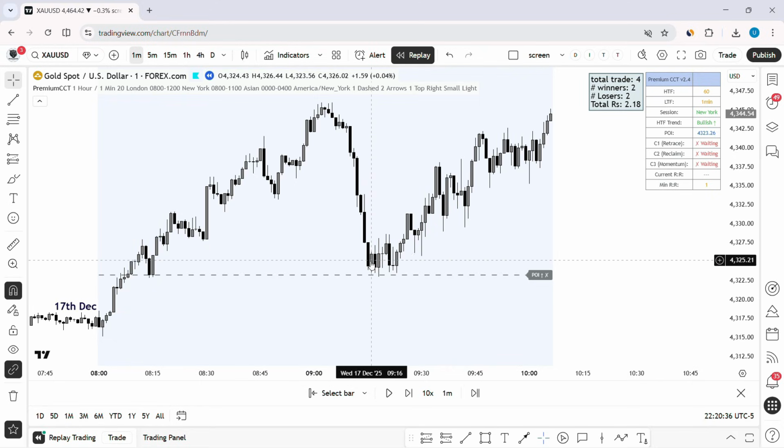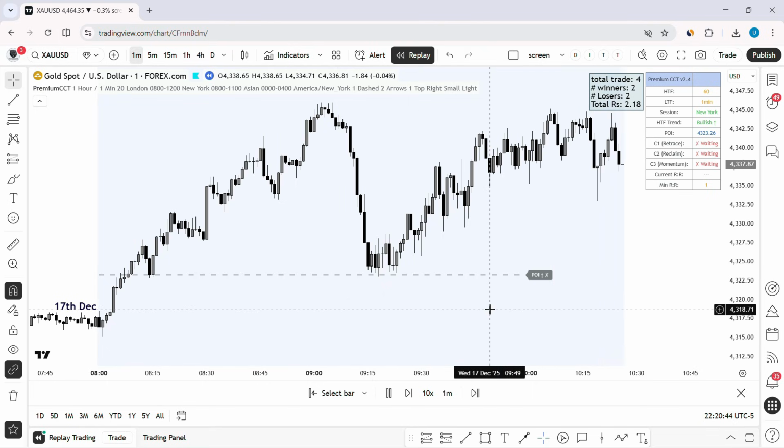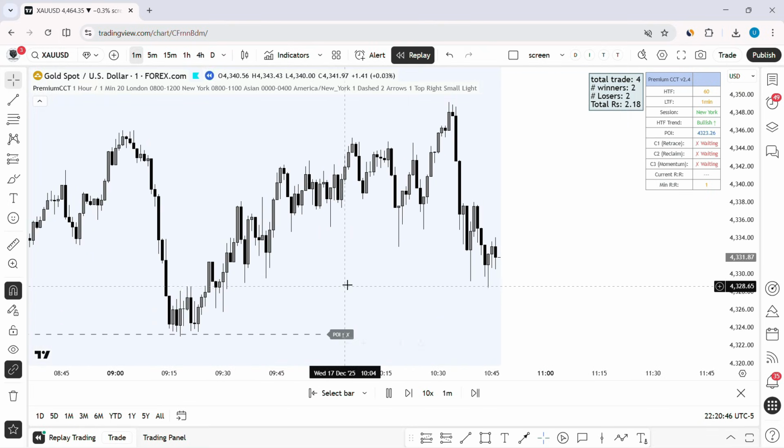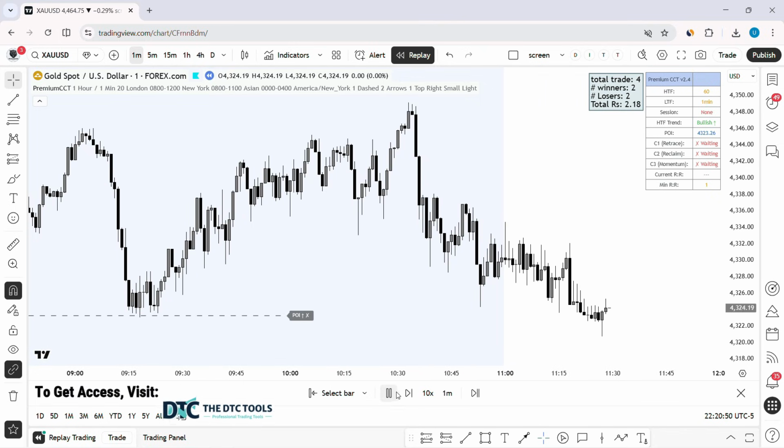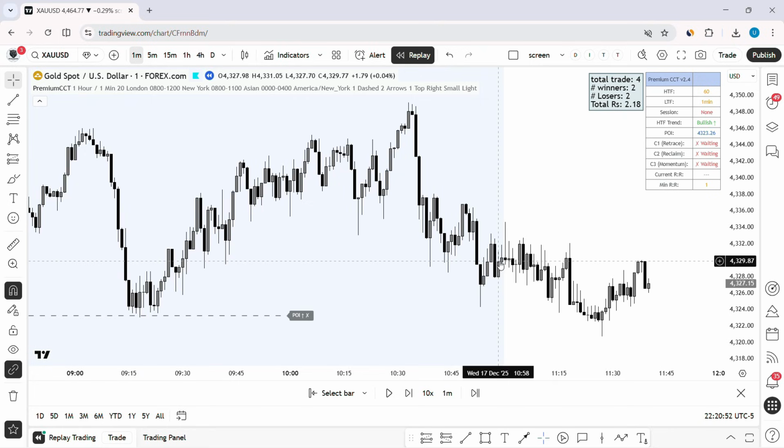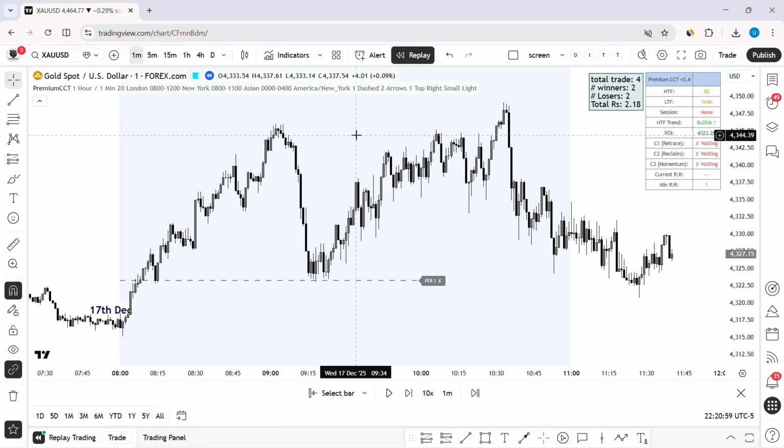So the price made retracement to the POI, but it did not form any trade at this level. So let's continue. We have no new POI at the closure of 9 a.m. candle, and then finally at 11 a.m. the session has ended without any trade. Let's go to the 18th and see if trade forms.